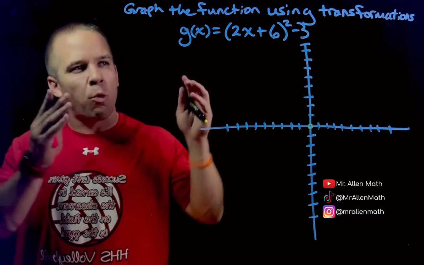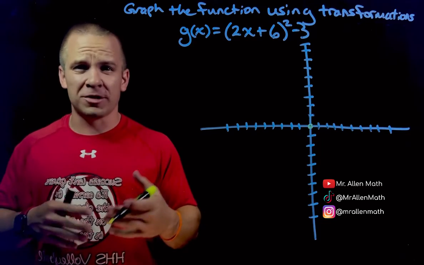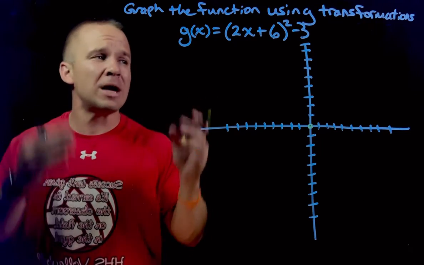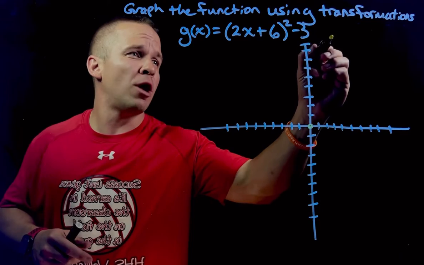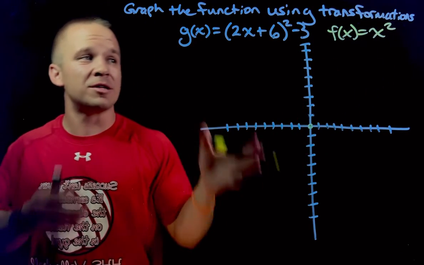I'm about to graph this quadratic function using transformations. All right, so a different approach. Well, first off, for my transformations, I need to know what my parent function is. And for this one, we'll call it f of x, and that's going to be my quadratic, my x squared there. All right, so there's my parent function.